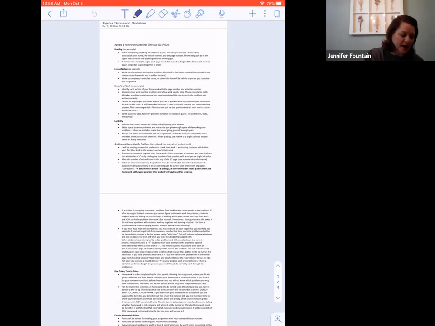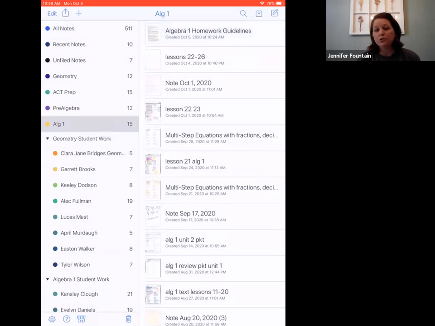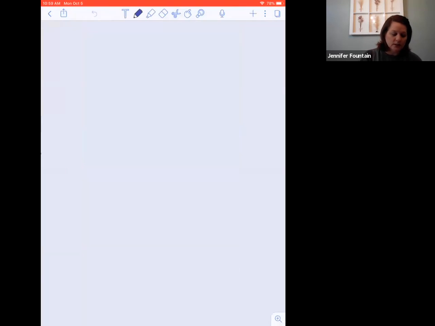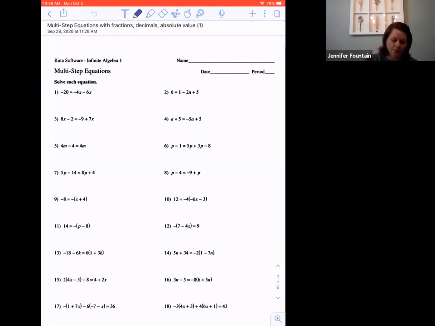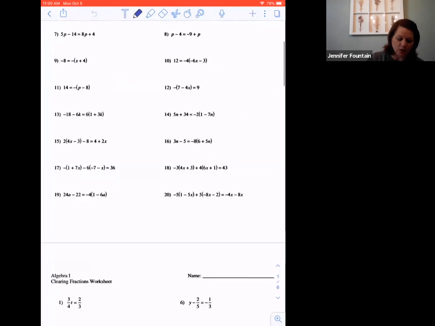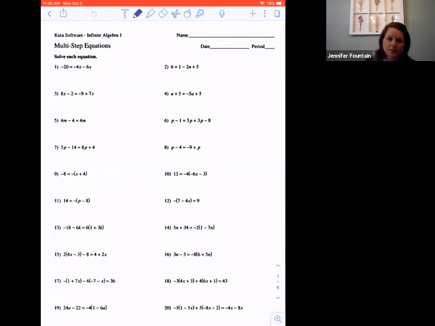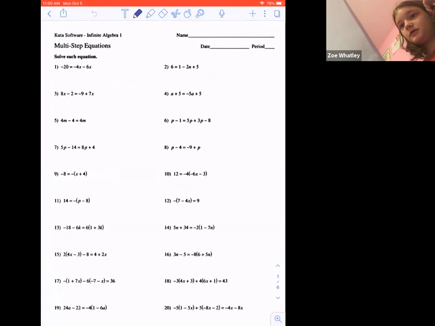All right. Speaking of the packet, if you have uploaded yours and you have turned it in, fantastic. If you have any questions, let's go ahead and look at those questions right now. If you have any questions about the packet, the first page was multi-step equations, so using our order of operations to help us first simplify, then undo to solve for x. Any questions on page 1? Number 2, 4, 5, and 8.